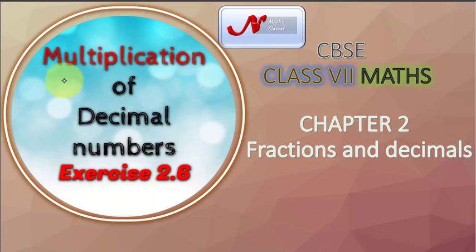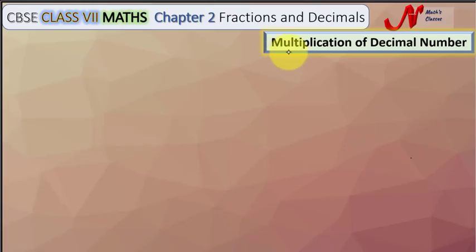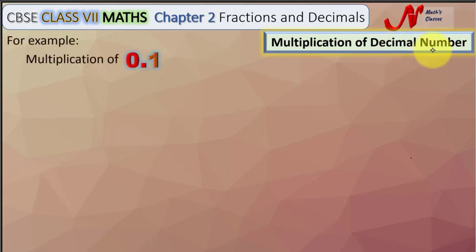In this session, we learn about multiplication of decimal numbers. Now let's discuss the multiplication of decimal numbers. For example, multiplication of 0.1 with 0.1. Here 0.1 and 0.1 are the two decimal numbers.